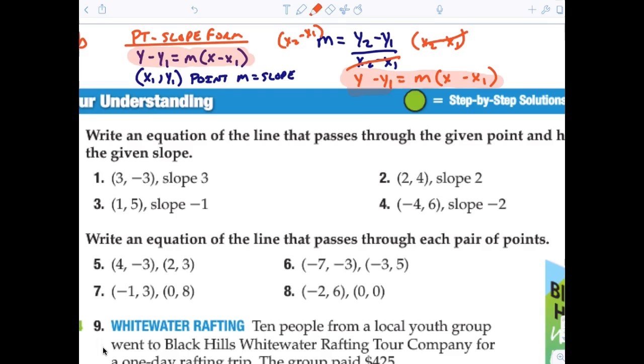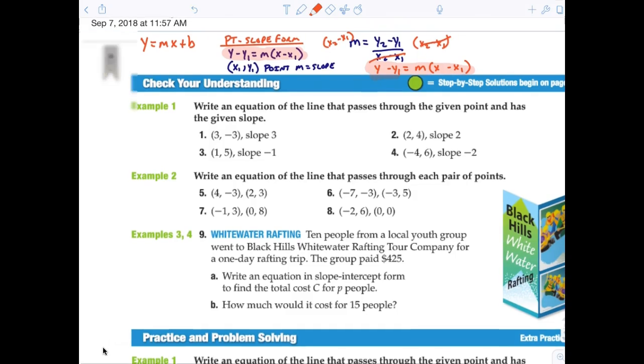That's why, when we did solving for literal equations, that part was so important. All right, is everybody with me on this now? Now we're going to jump down, and let me explain exactly how simple this is. We're going to write the equation of the line, given the point and given the slope.